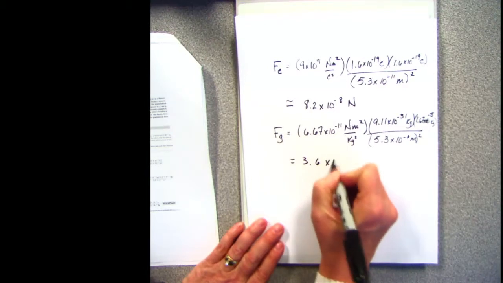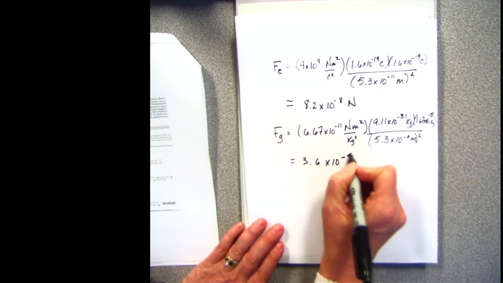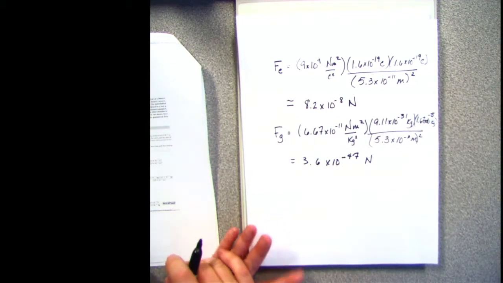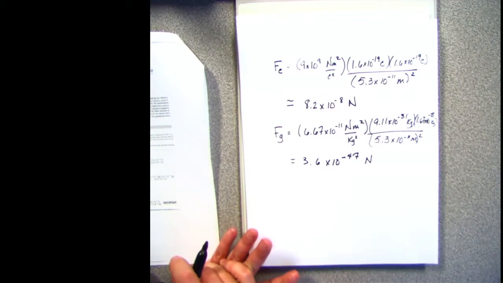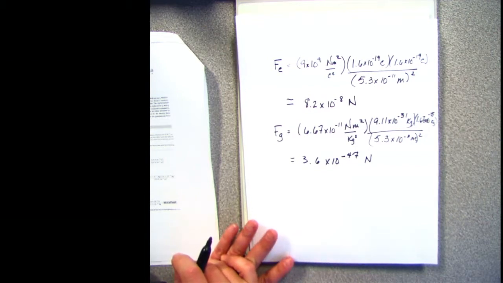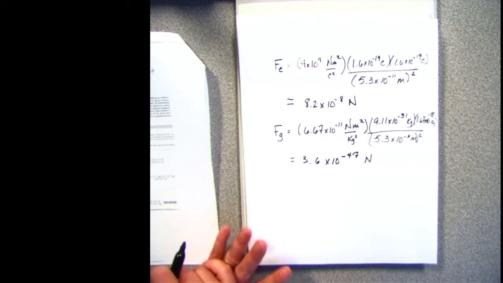6 times 10 to the minus 47 newtons. So if you have me for chemistry and we talk about this, I always talk about that the electrostatic force in the atom is much, much greater than the force that's associated with the gravitational force in the atom, and now you can see why.